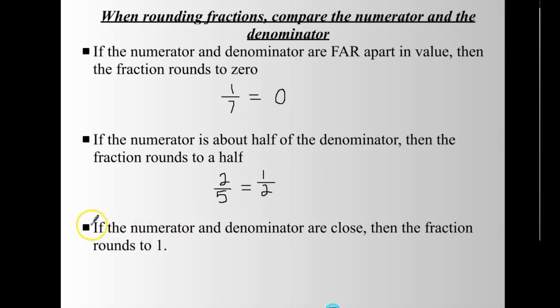And this last one says if the numerator and the denominator are very close, then the fraction would round to a 1. So if I were to have a fraction like 7/8, I know that because these are so close together, it's getting close to being a 1. So if I'm estimating, I would just round 7/8 to a 1. So those are some examples of how you can be thinking about it when you're estimating without using the number line.